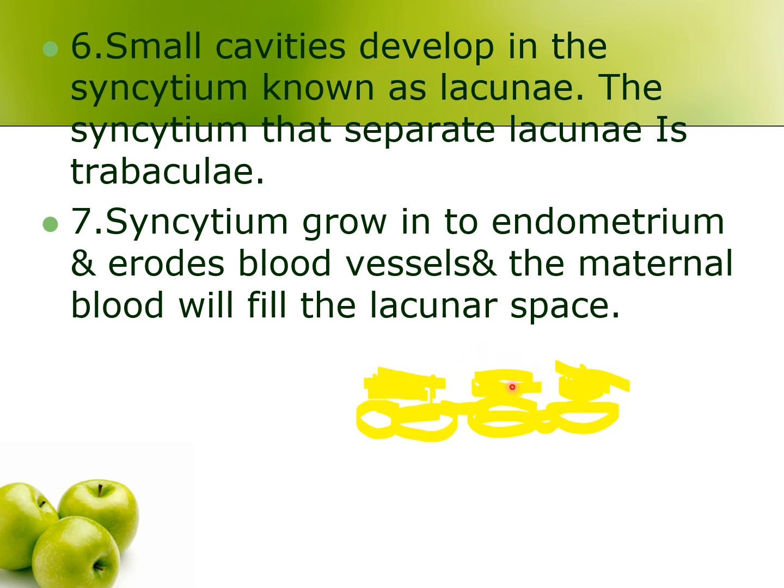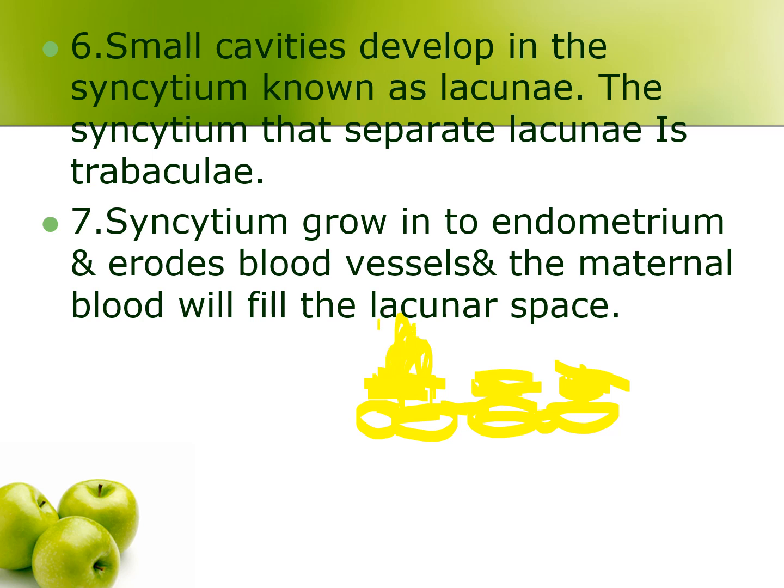And the cells of syncytium, this is also syncytial trophoblast, this is also syncytial trophoblast. We know that only one thing happened, it has got certain cavities, and the syncytium cells in between the lacunae we are calling trabeculae. This is trabeculae and this is lacunae. Later this syncytium will grow into the endometrium. Again it will grow towards the endometrium. Okay, it will enter into the endometrium.